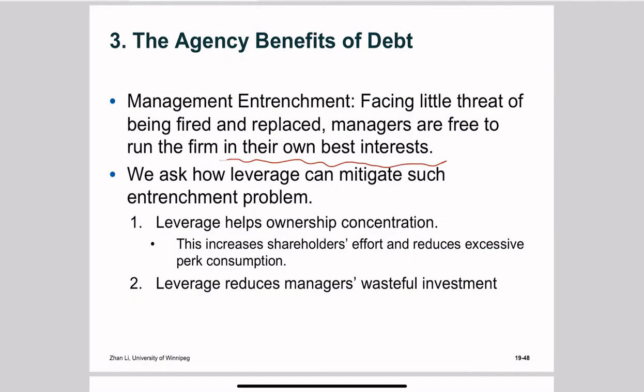Theoretically, CEOs work for shareholders. So CEOs should always maximize shareholder value. However, if shareholders can free run the firm in their own best interests, then the CEO's best interests can deviate from shareholders' best interests. So you can see that potentially CEOs can benefit themselves at the expense of shareholders.